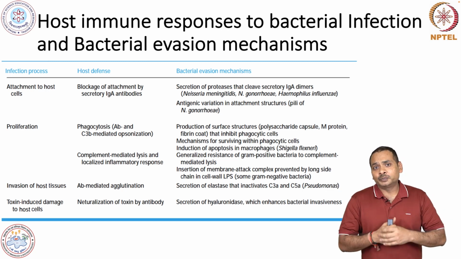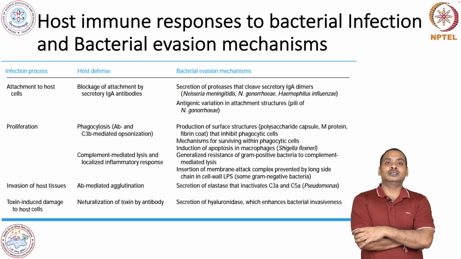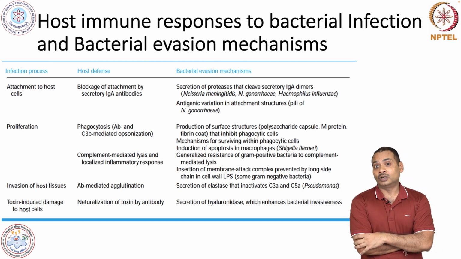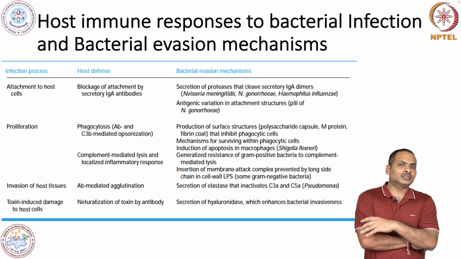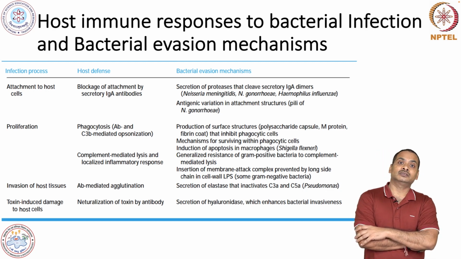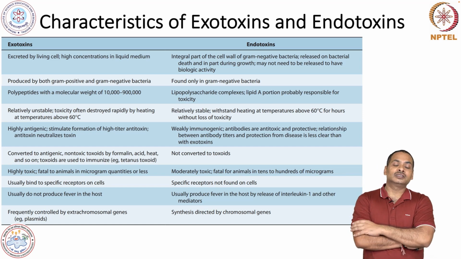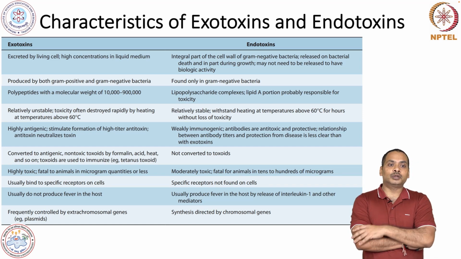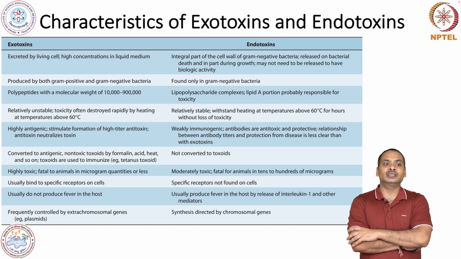Bacteria also produce some toxins, and these toxins are very helpful in order to establish infection. These toxins are mainly of two types: one is exotoxin and another is endotoxin. Now let us look at what these toxins are and what the properties of exotoxin as well as endotoxin are.